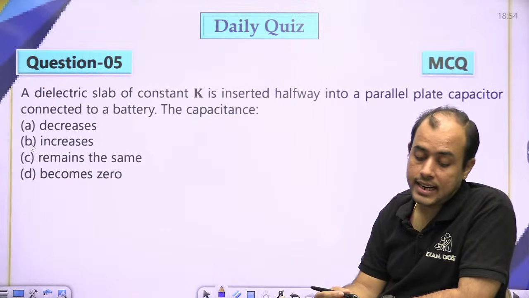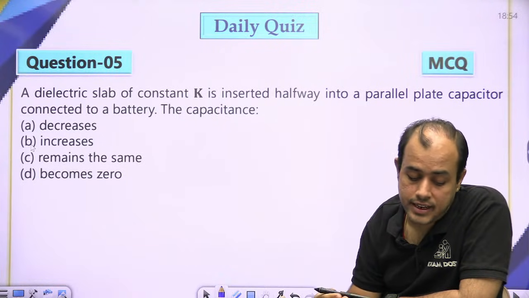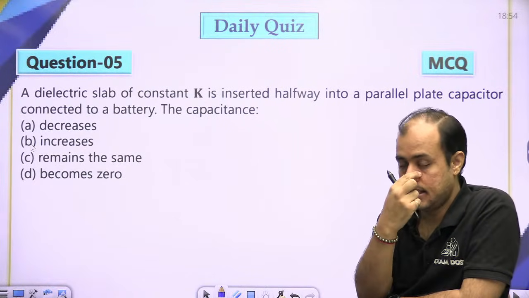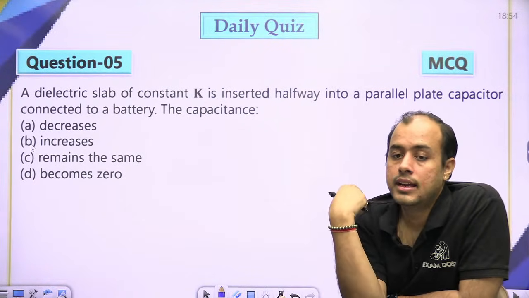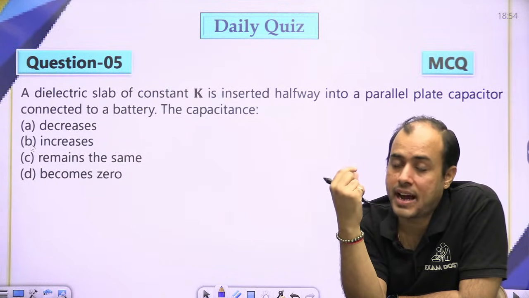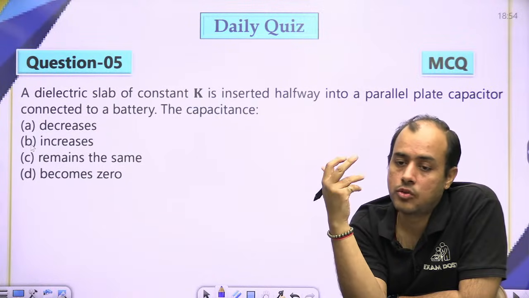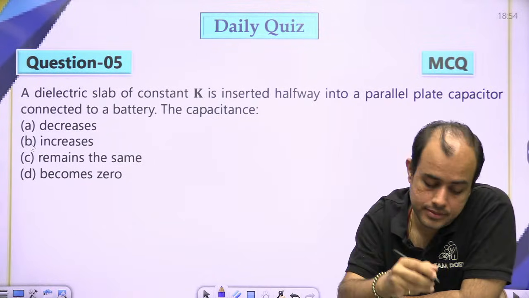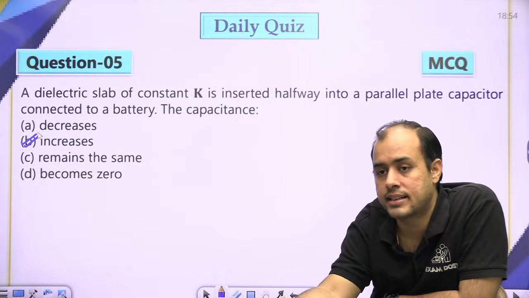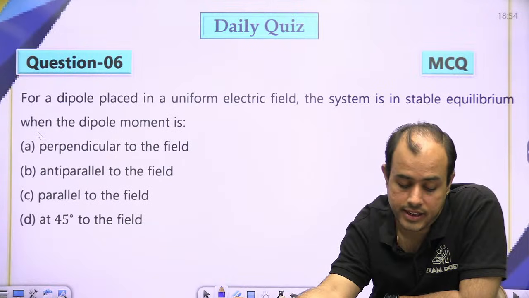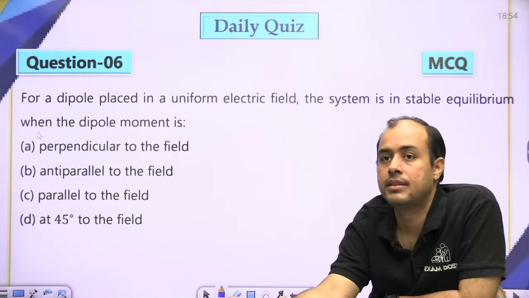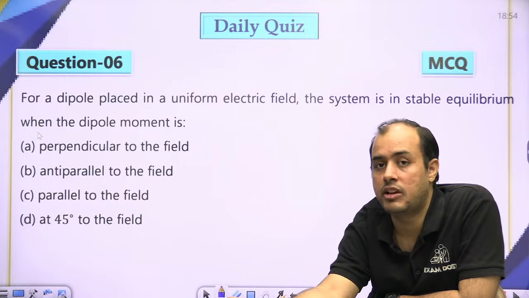Next beta, a dielectric slab is inserted halfway into a parallel plate capacitor connected to a battery. The capacitance, if you are inserting a dielectric slab halfway, माने कि आधे कैपेसिटर में डाइलेक्ट्रिक डाला है, तो what will happen to capacitance? Increases. Whenever you insert a dielectric, capacitance always increases. Very good.